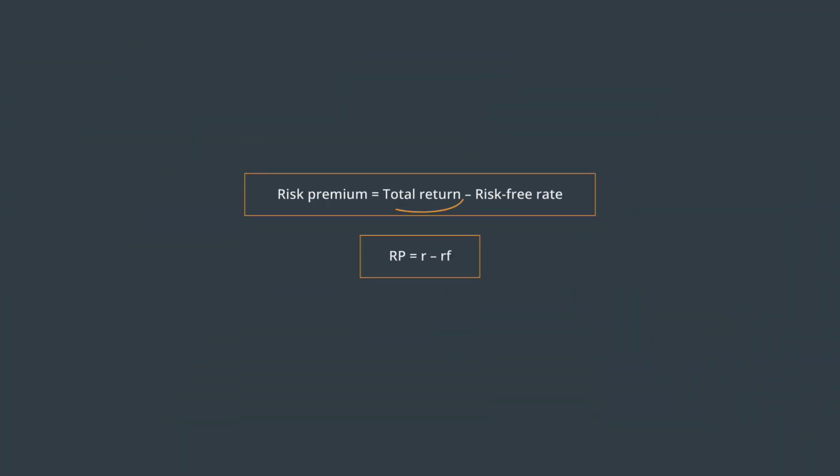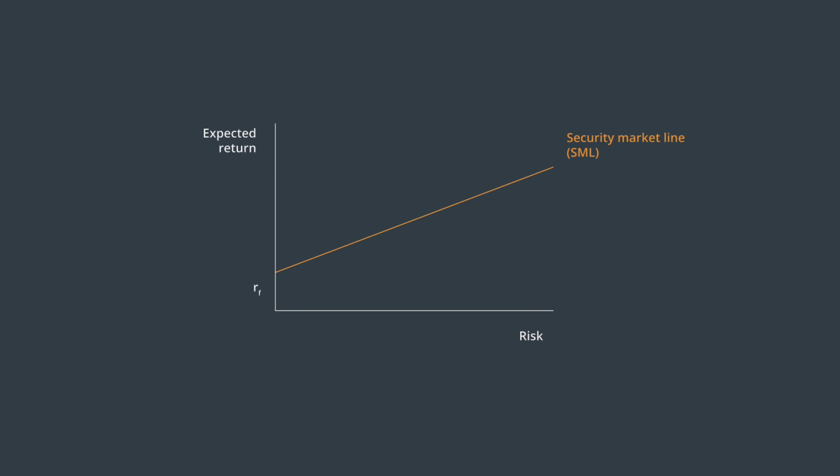The risk premium is the additional compensation in the form of higher expected return to investors for their willingness to take on more risk. It is the difference between the total return and the risk-free rate. The risk premium must be proportional to the amount of risk the asset is exposed to. Looking at the graph again, you will see that for every additional unit of expected return, the investor must take on the same additional unit of risk.